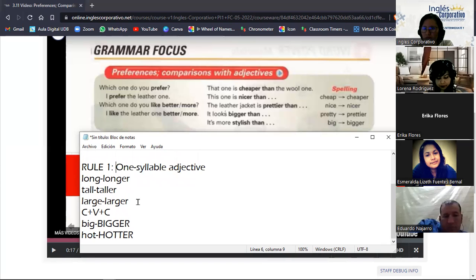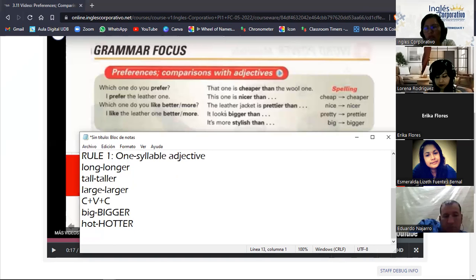Okay, now, para los one syllable decíamos, solo vamos a agregar ER, eso es todo. Long, longer, tall, taller, large, larger, and then if we have consonant, vowel, consonant, we're going to double the last consonant and then add ER.